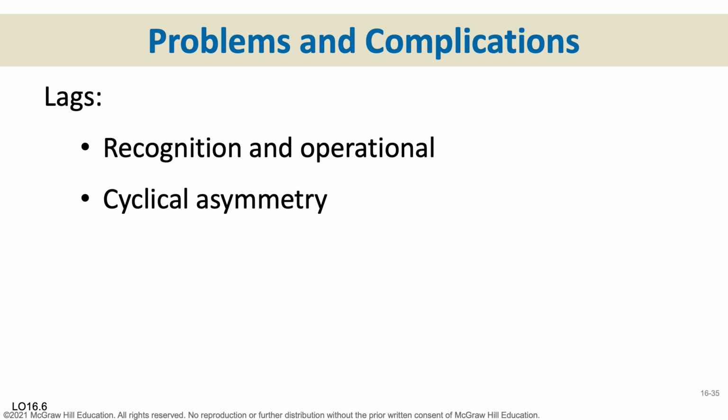We talked about the problems of the lags. We still have the recognition and the operational lag. We haven't talked about cyclical asymmetry yet. Asymmetry is just when things are not equal on both sides, right? So the Federal Reserve can use restrictive monetary policy and it be pretty effective at decreasing the money supply and eventually then decreasing the price level. We're pretty sure that the process will work.